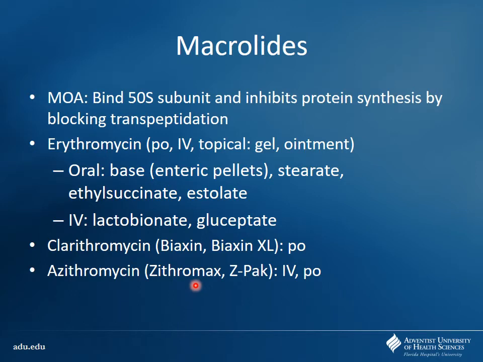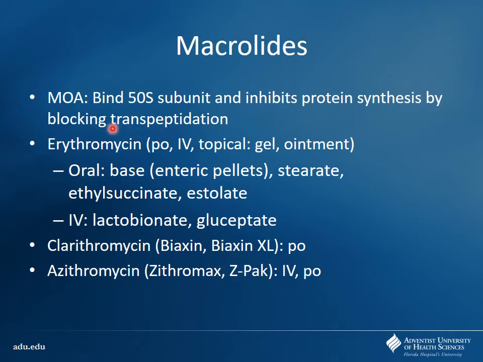The first group we're going to talk about will be our macrolides. And so there again, you're going to bind to the 50S subunit and inhibit protein synthesis by blocking that transpeptidation step. So the tRNA can't add on new peptides or new amino acids onto the peptide chain that's growing, and so you prevent new proteins from being made.